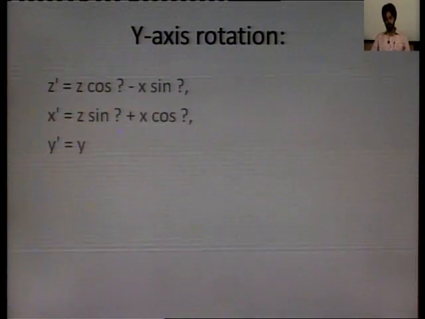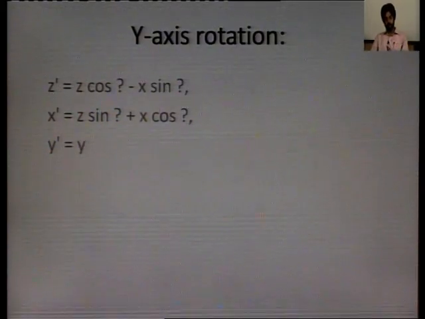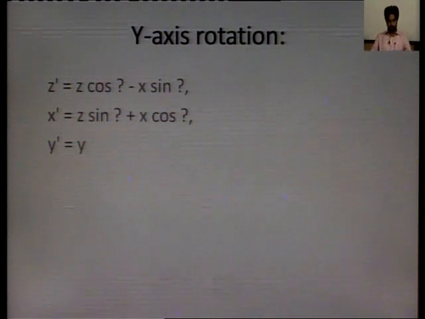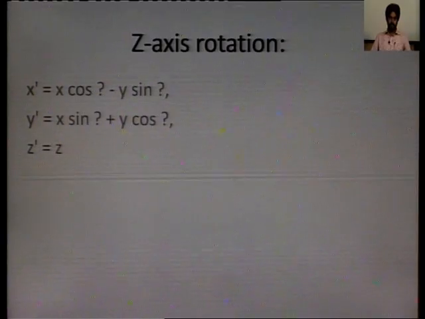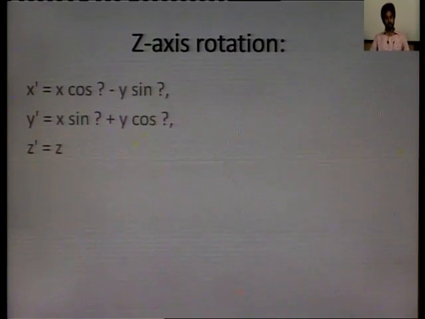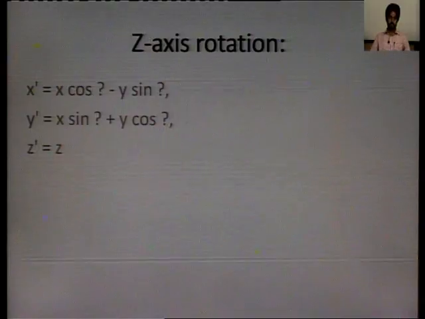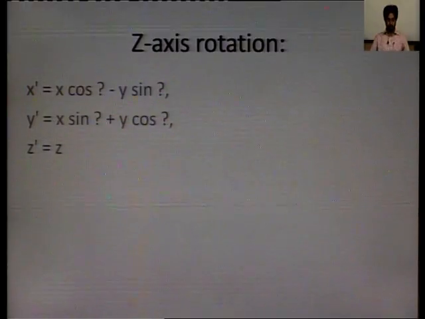So, about whichever axis we rotate, that coordinate stays the same, and you see the angle. And for z axis rotation: z dash equal to z, x dash equal to x cos theta minus y sin theta, and y dash equal to x sin theta plus y cos theta. So, this is z rotation of 3D graphics.